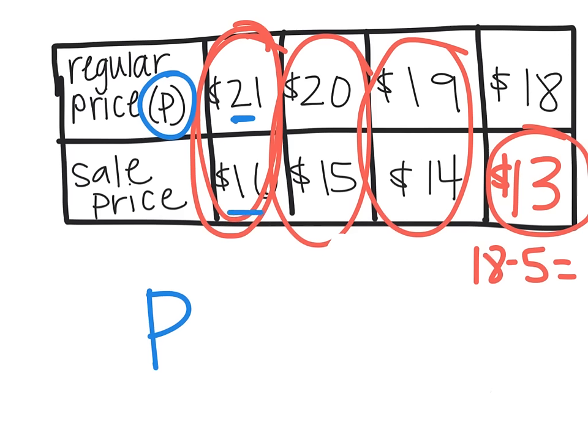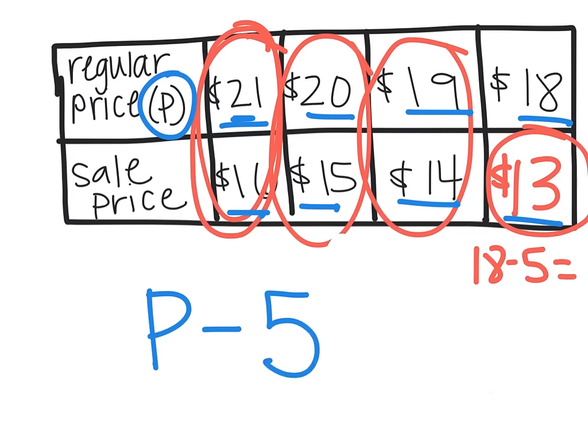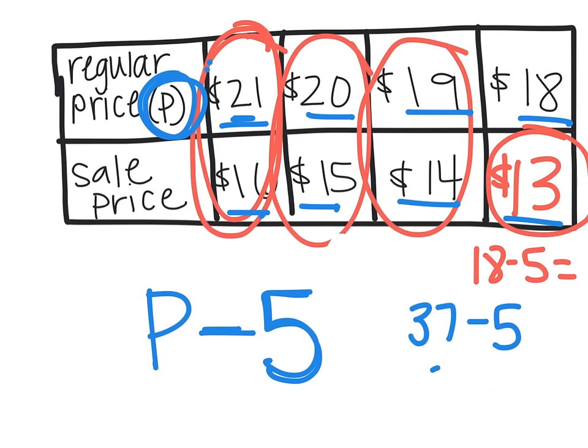So I need to think, P is my top line. This line is always bigger than the sale price. The regular price up here, 20 is always bigger than 15, 19 is bigger than 14, 18 is bigger than 13. So that means that it's going to be P minus 5 because I'm not adding 5 onto this row. It's not getting bigger, it's getting smaller. So I'm taking away 5. So that means that I could plug in any price. Let's say I wanted an item that's $37, and I could subtract 5 and figure out what the sale price is. That would be 32.